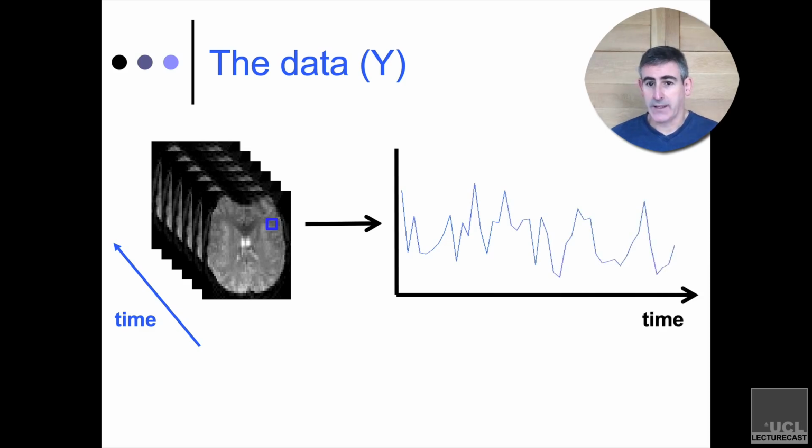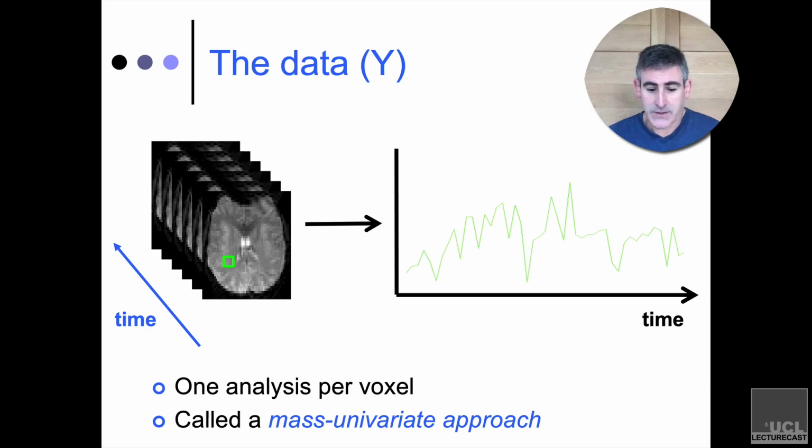If we were to just pick a given voxel, and I've just put a little square here, and then put some synthesized data up, and just plot those BOLD signal values over time, those are the data that we're looking at, right? That's what our y value is. And if you picked a different voxel, then you'd have a different data set. So this is that mass univariate.